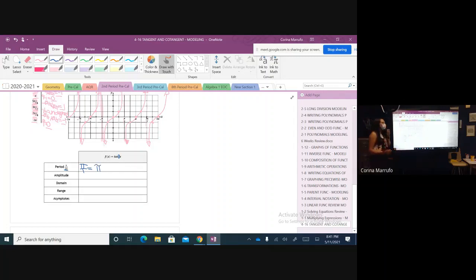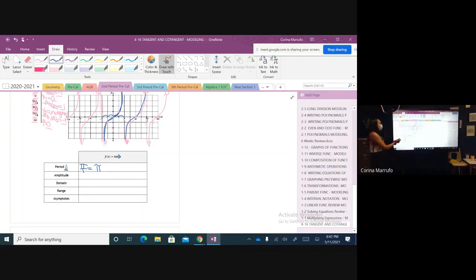So what that means is that for it to complete one full cycle, it only takes 1 pi. So if you notice from here to here, it kind of looks like the cubic function, and then it starts all over again. And I know it's pi units because each little square is a quarter pi. So it takes 4 little squares to complete that little cycle before it repeats again and again. So that's what the period means.